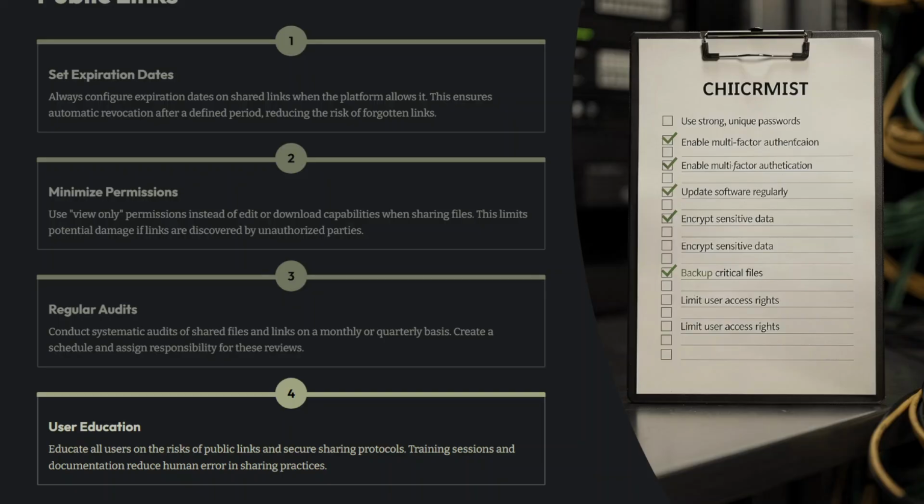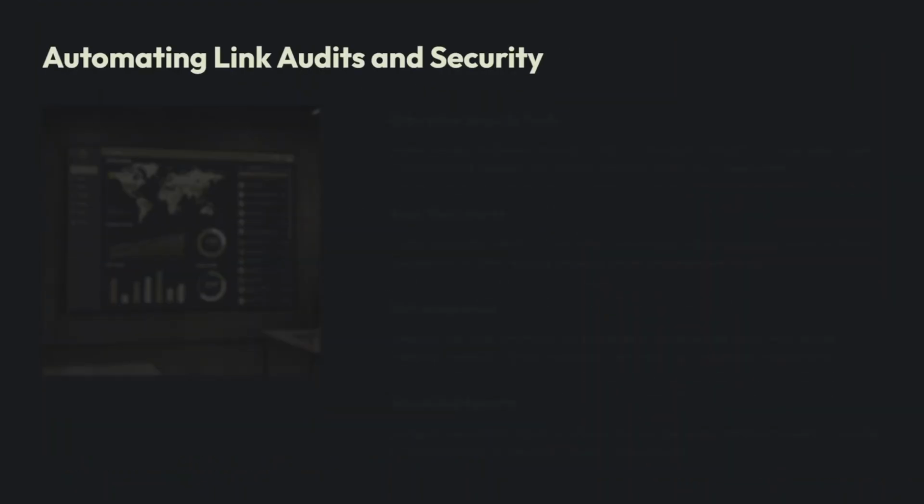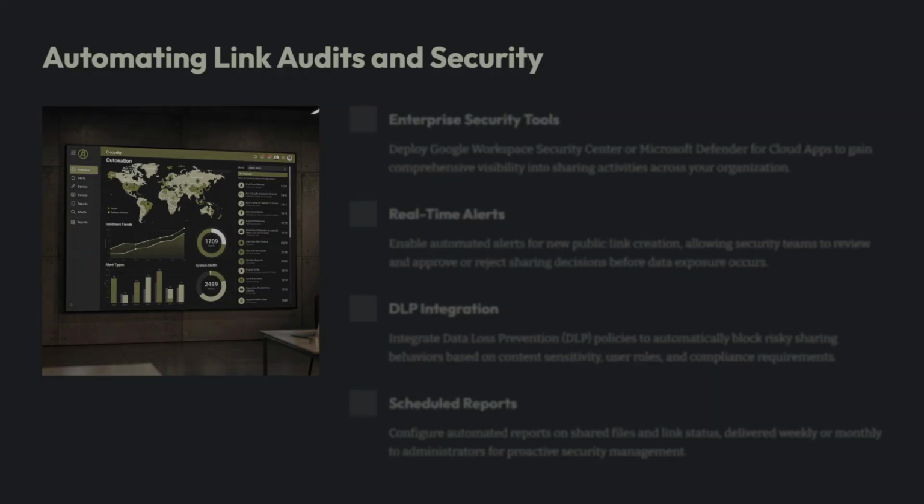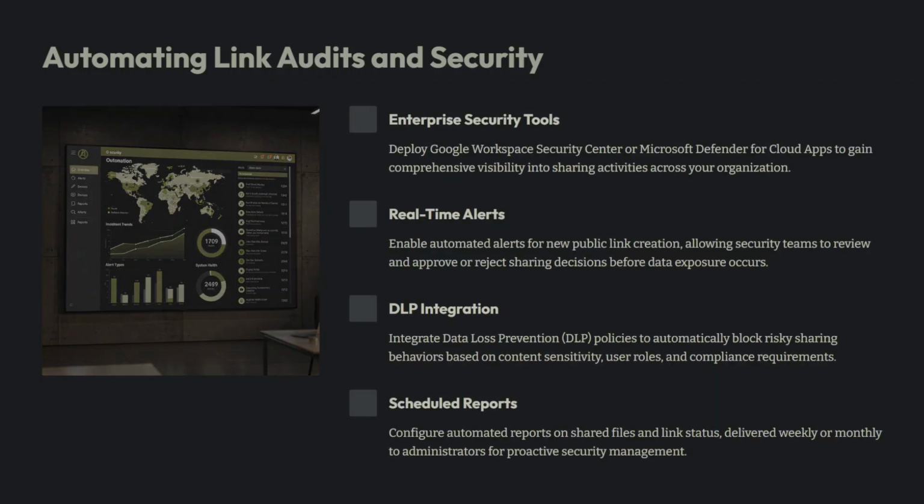Now, for large organizations managing thousands of files and thousands of employees, this isn't a checklist, right? It has to be automated. What do those advanced tools offer? Automation is absolutely key to survival. Enterprises should deploy tools like Google Workspace Security Center or Microsoft Defender for Cloud Apps. These offer that comprehensive organizational visibility.